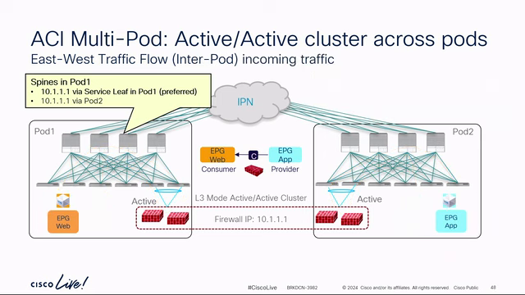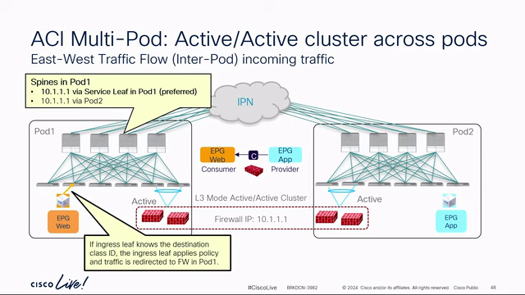And then how about inter-pod traffic? This could cause asymmetric traffic, but thanks to the active-active cluster, it will work. So let me explain step by step. Let's say web in pod 1 sends traffic to app in pod 2. Assuming the ingress leaf knows the destination already, the ingress leaf enforces policy and then chooses the local firewall. After that, traffic is going to the destination, which is in pod 2.